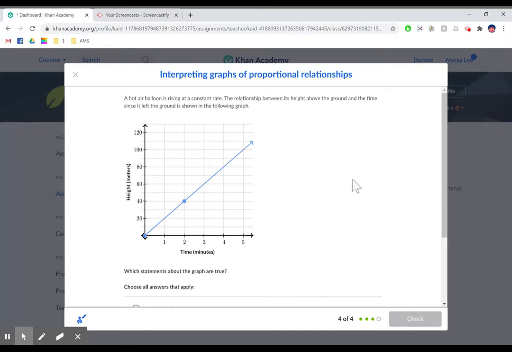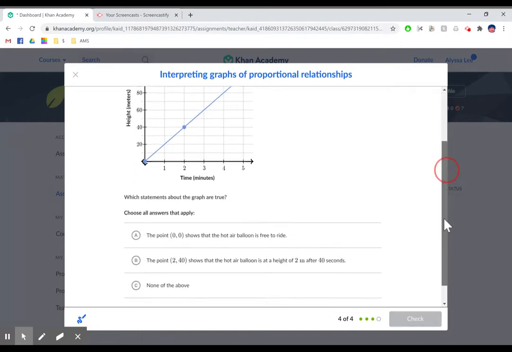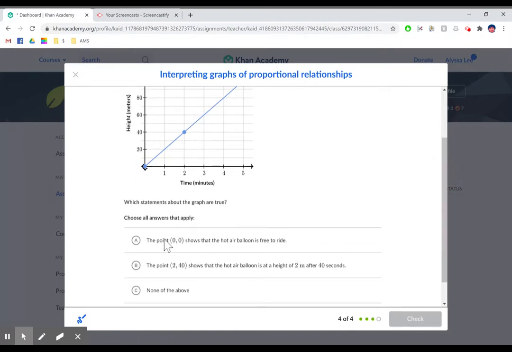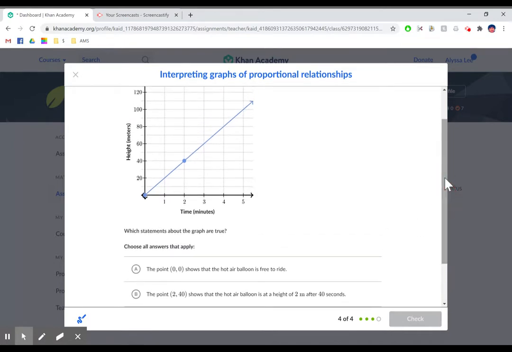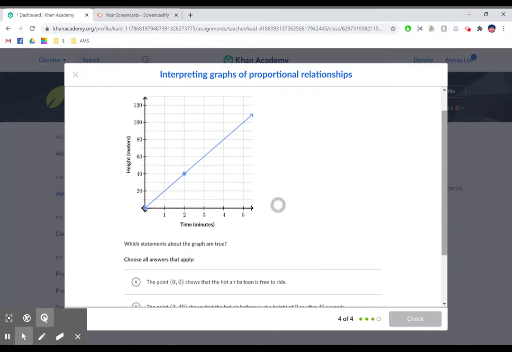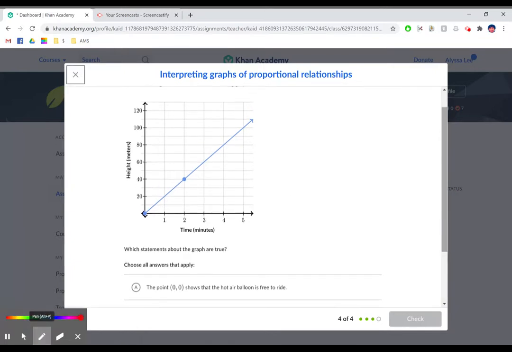This is like your graphing stories. Okay, so let's see which ones are true. We're going to choose all that apply. The point 0,0 shows that the hot air balloon is free to ride. Okay, well, let's label your x and y again and see what's going on here. So x is your minutes, and y is your height.